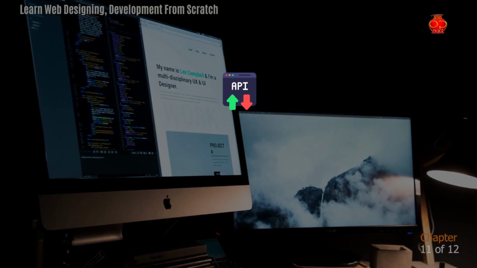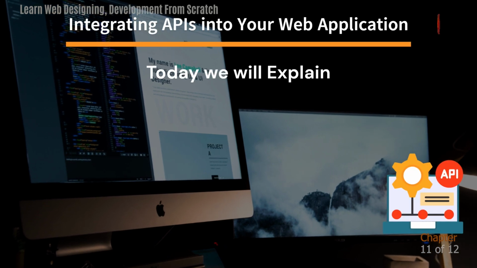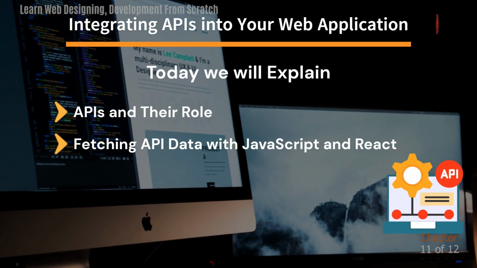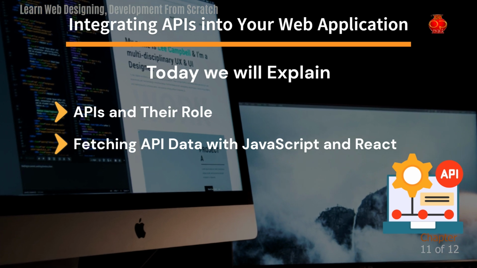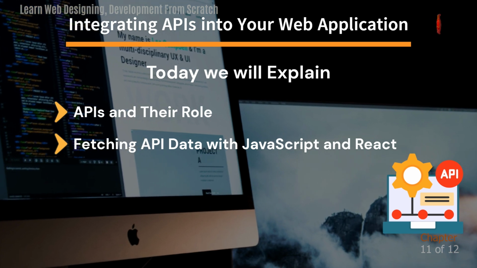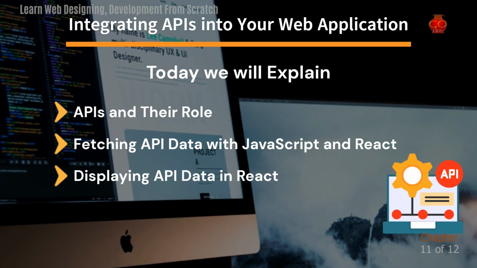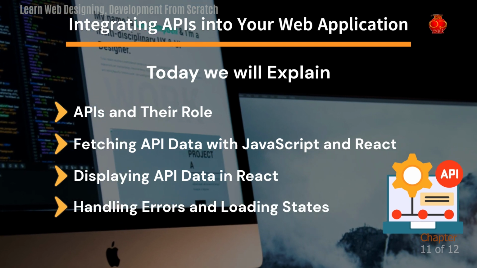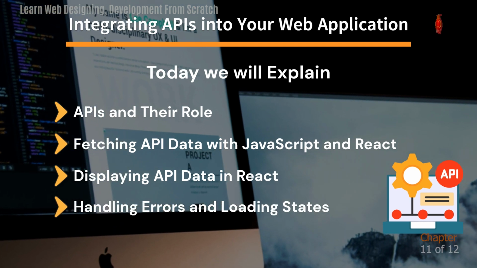APIs are powerful tools that allow your app to communicate with external services, bringing real-time data and new functionality right to your users. Whether it's fetching the latest weather updates or embedding a map, APIs can unlock a world of possibilities. Let's dive in and see how you can seamlessly incorporate these into your projects.